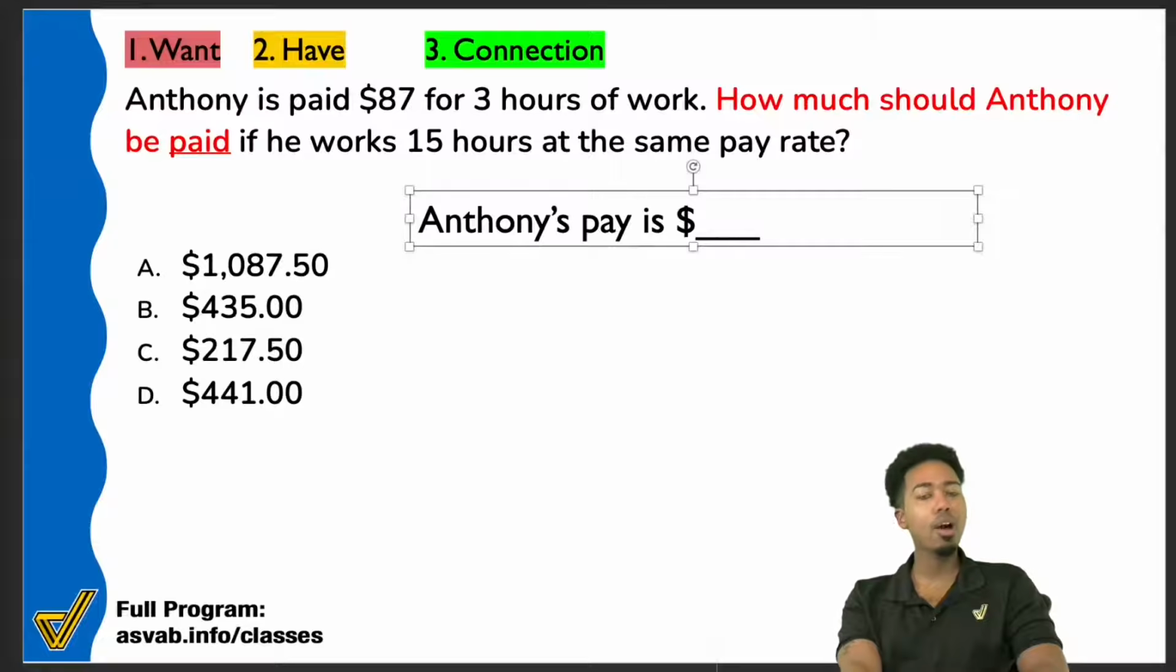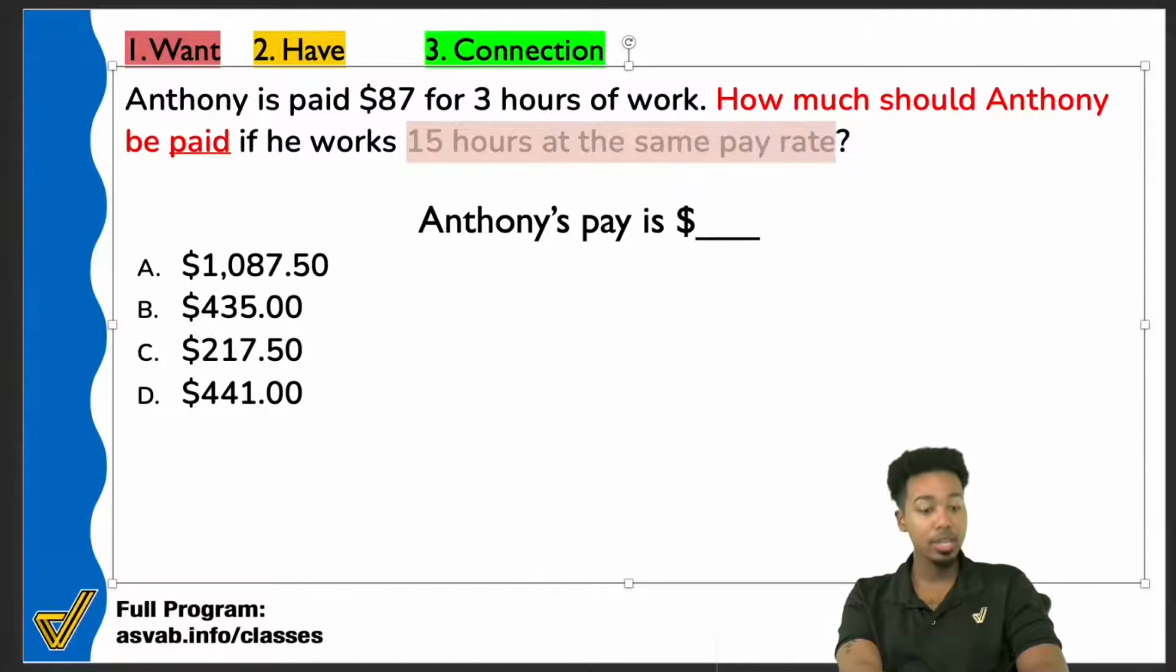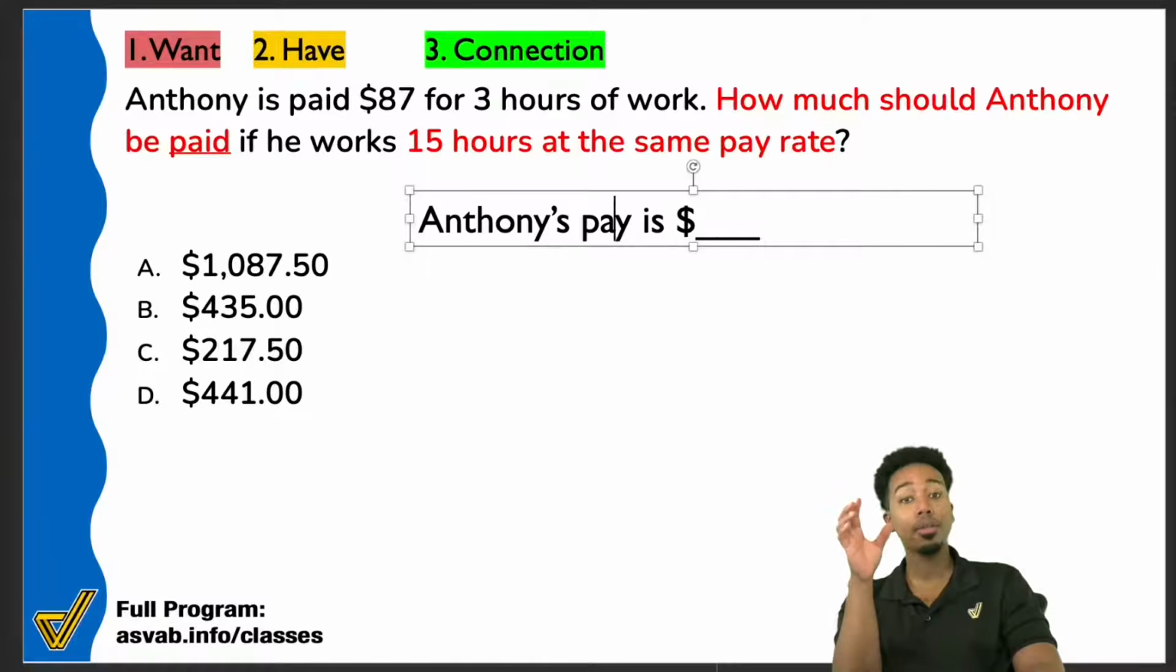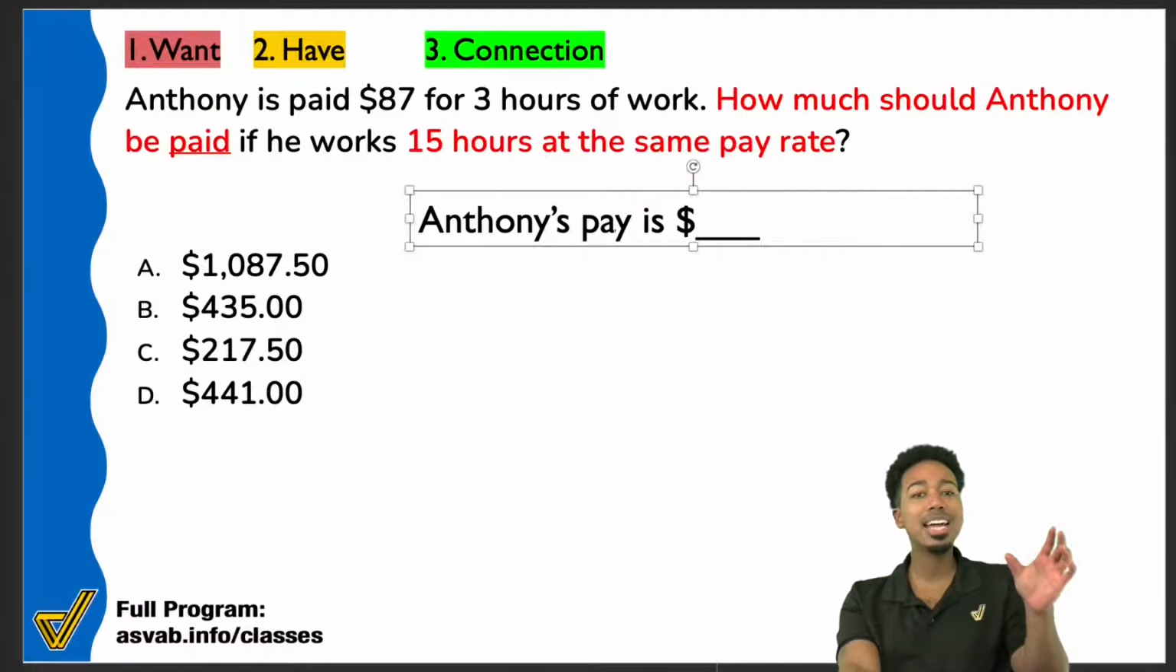But in this specific problem, the question sentence is saying how much should Anthony be paid? Is there any other information associated with that? Is there something specific? Yeah, 15 hours of work, right? Right here it says it. Works 15 hours at the same pay rate. So that is important information that's tied into the problem. Do you see how the pay that you're looking for is connected to 15 hours of work? Yes or no? That the pay you're looking for is tied to 15 hours of work.